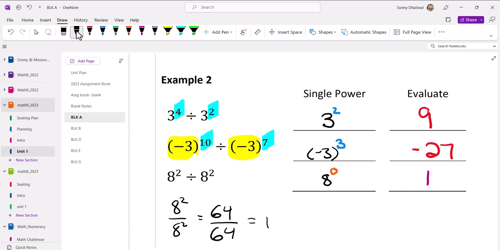Yes, Ms. McCune. With this one and the 3 over the 3, would it actually be like 1 over 1 equals 1? Yeah, that's that step there. Okay, just double check. Yep. Thank you.